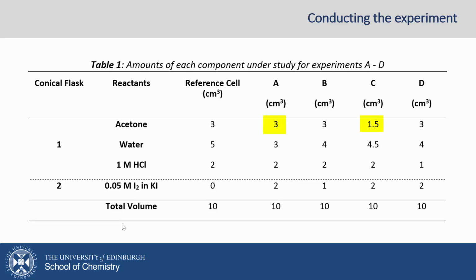Similarly, in comparing A and C, we're changing the concentration of acetone, and in comparing A and D, we're changing the concentration of acid. So both of these experiments will give us information on how the rate of reaction depends on those concentrations. In other words, we're able to determine the order of reaction with respect to the concentration of iodine, acetone, and acid. You're then asked to make up a fifth solution, E, to further verify what you conclude.